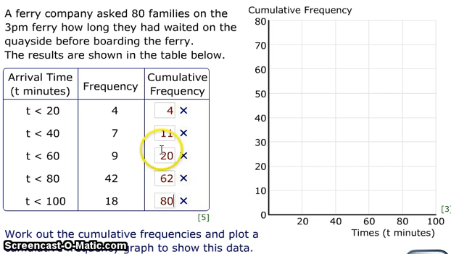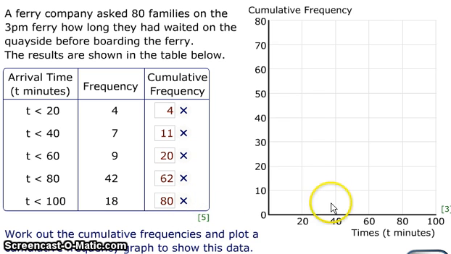Whenever you're doing your cumulative frequency column, it's very important to know that this final number here, 80, should be the number of families asked in the question. So that's 80. If you do not get 80, it means that you have made a mistake. Now let us draw the curve.